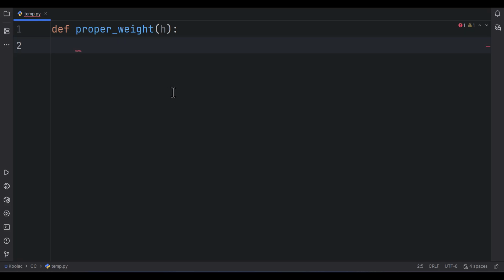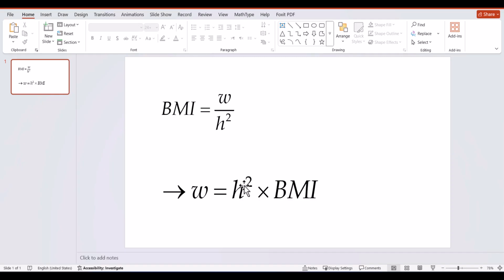So first of all, we want to divide h by 100 because we want to convert the height from centimeters to meters, and then to the power of 2. There you go. And then we multiply that by the BMI. So as you can see, we should multiply H^2 by BMI in order to get the weight. But if you want to get the proper weight, you should multiply H^2 by the proper BMI.